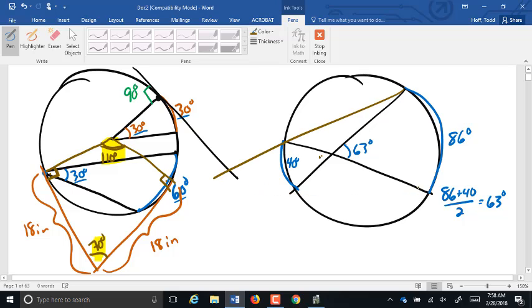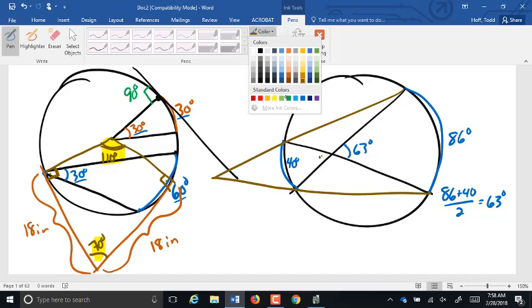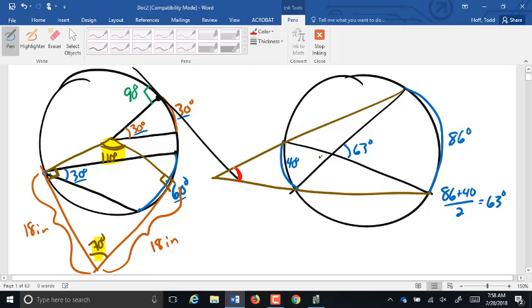Try that again. How about this angle? That's 86 minus 40, divided by 2. You got it. 23 degrees. Exactly.